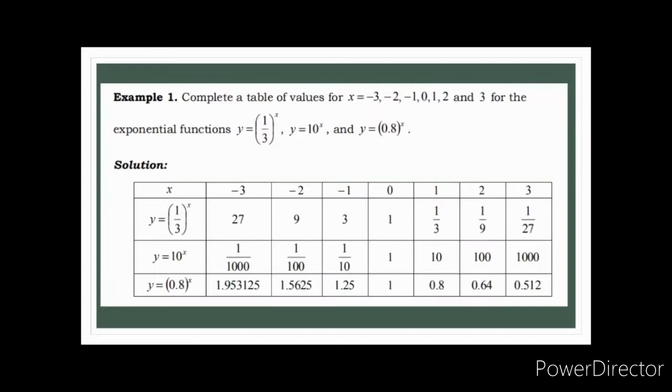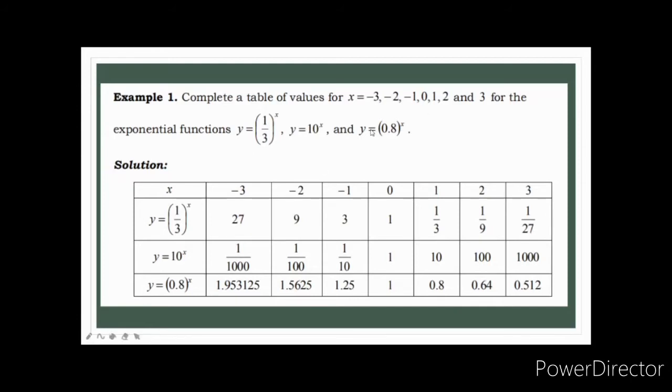Example number 1. Complete a table of values for x is equal to negative 3, negative 2, negative 1, 0, positive 1, positive 2, and positive 3, for the exponential functions. The first exponential function is y is equal to 1/3 raised to x. The second exponential function is y is equal to 10 raised to x. And the third exponential function is y is equal to 0.8 raised to x.